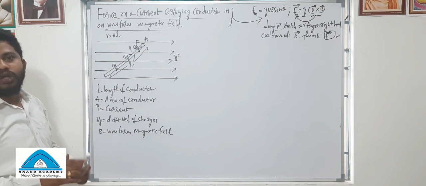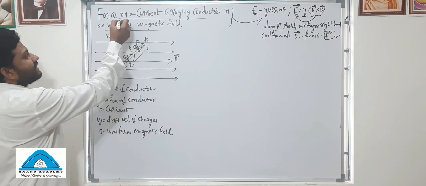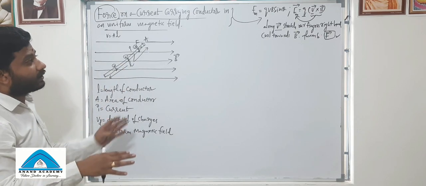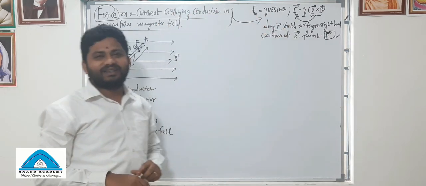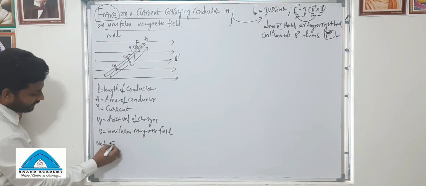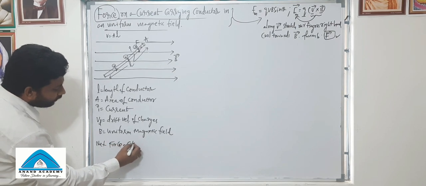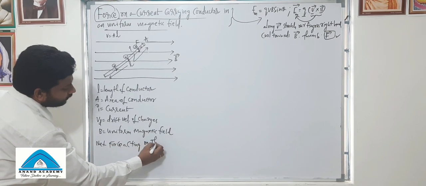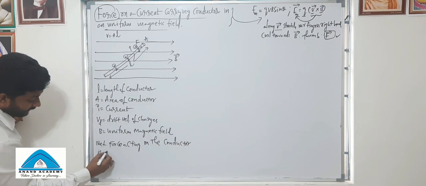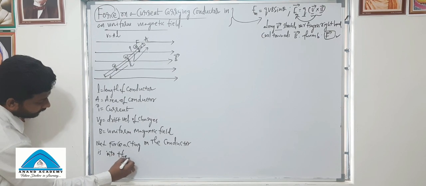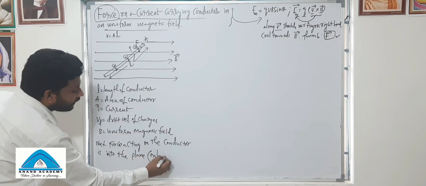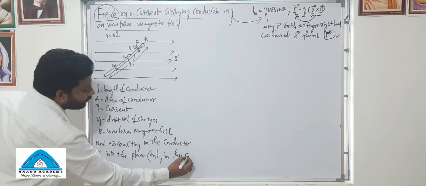Right? Clear? So, what I am going to tell you is the net force acting on this wire also must be into the plane. But it is a sum of all these things. Right? So, I am writing here. So, in this case, the net force acting on the conductor is into the plane. In this case only, okay, not in all the cases, only in this case, right?